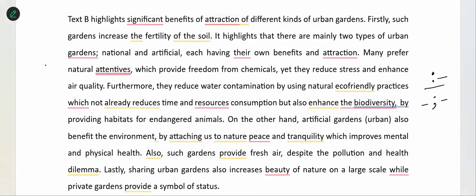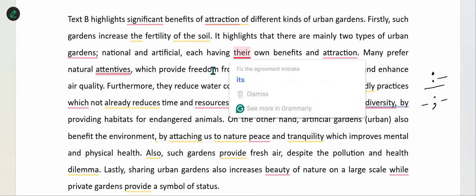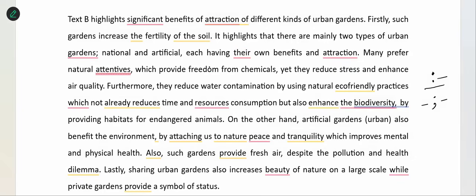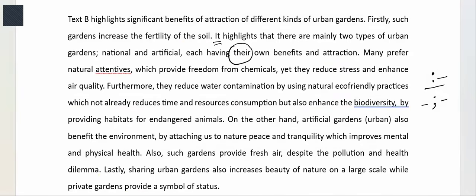Do you remember the reading levels? There should be 5 reading levels and 5 writing levels, and the last one is grammar and punctuation. So natural and artificial, this is the listing, each having their own benefits. What about this? It should be its own benefit. Why? Because there is a pronoun, and a pronoun is used in place of a noun, and your noun is this kind, so it should be its, this kind of thing.